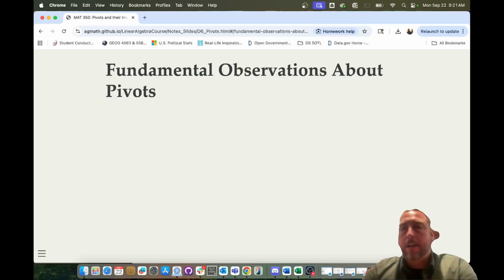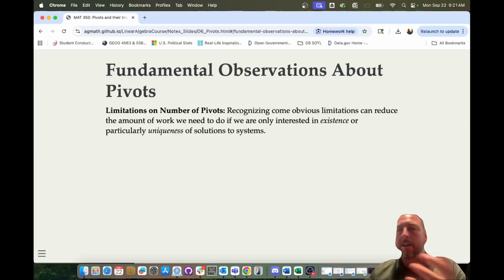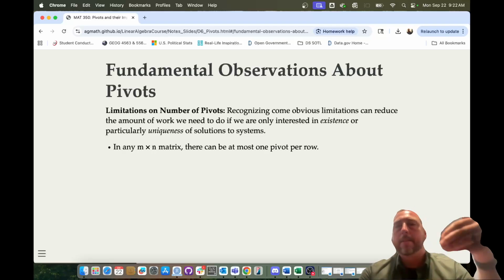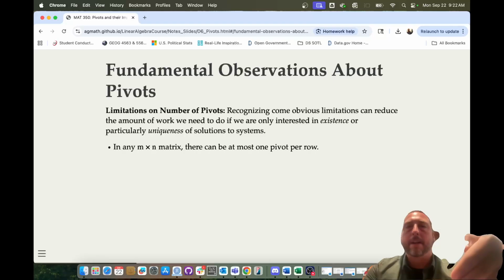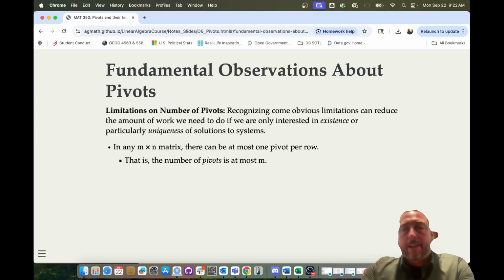We can make a few fundamental observations about pivots based off of the size of an augmented coefficient matrix. There are really some limitations here. So if we're only interested in whether solutions exist or if they're unique, then we can leverage these ideas. In any m by n matrix, there can be at most 1 pivot per row. That's by definition, right? Because the pivot is the leftmost non-zero entry in each row. I can only have one leftmost non-zero entry. So the number of pivots is at most m in an m by n matrix.